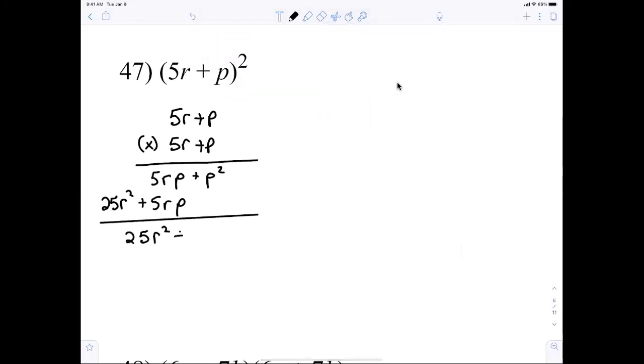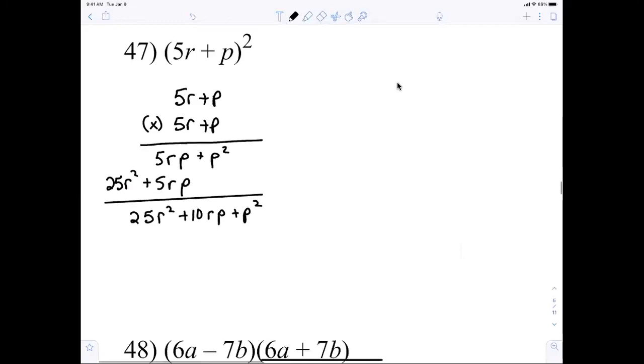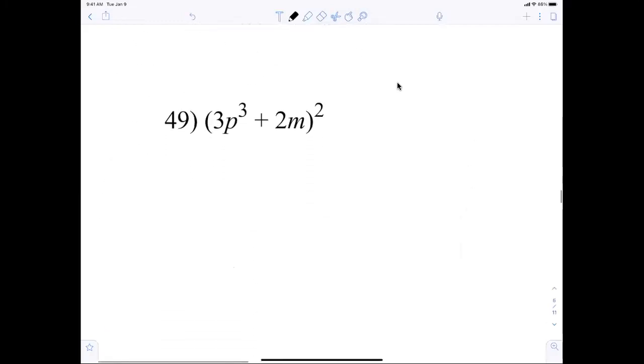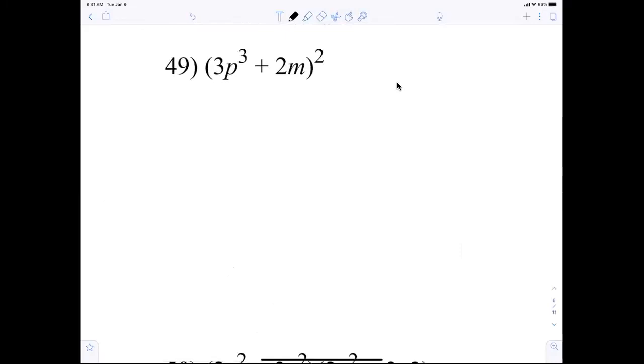25r squared plus 10rp plus p squared. Any issues with that? All right, very good. 49. All right, a little bit more annoying. So be careful with this one, please. Everyone pay attention. Just write it twice.